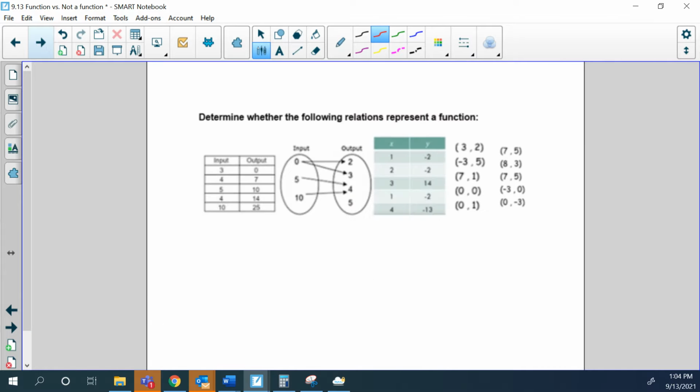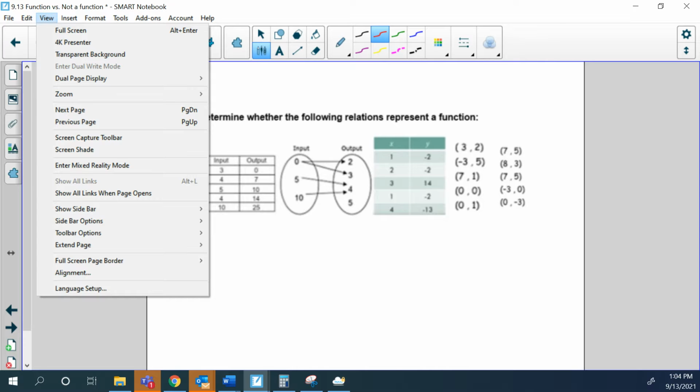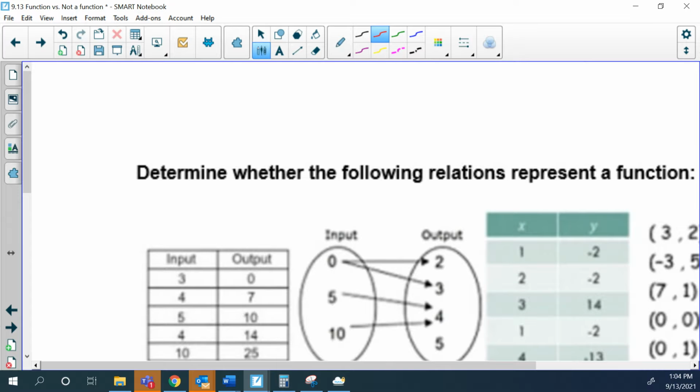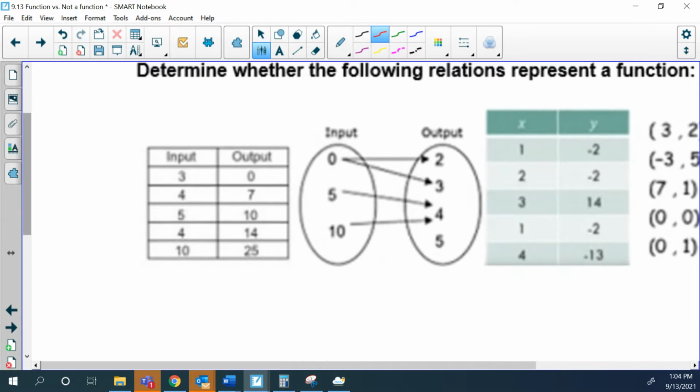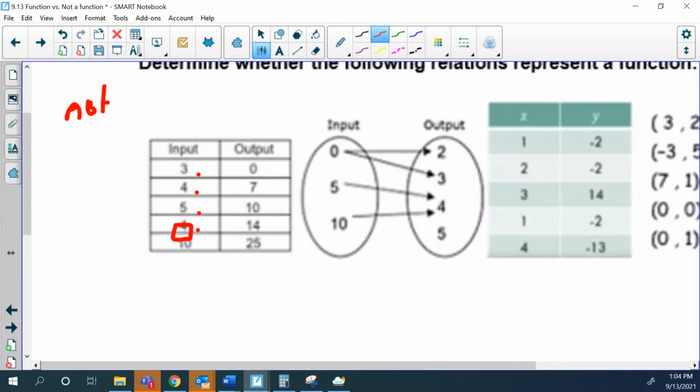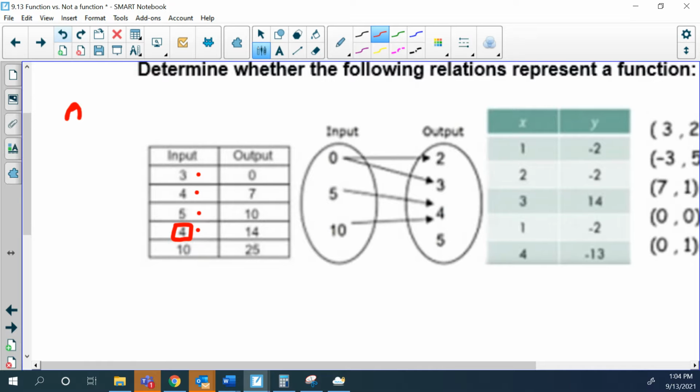So here are some examples we can look at. Let me zoom in. Okay, let's look at the first table. I'm going to look at my x values. We have a 3, so far good. 4, so far good. 5, so far good. 4, right? Here, the 4 starts to repeat itself. So again, it is not a function. I'm just going to put a not. Not a function.